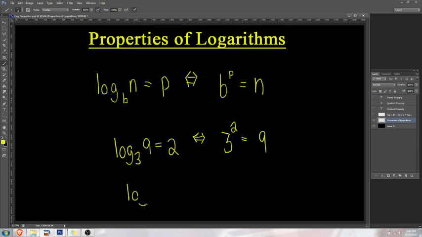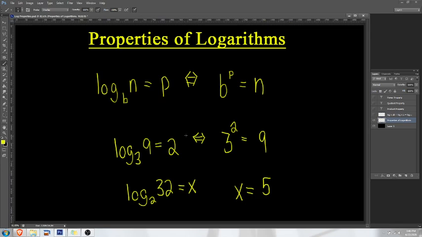If you've got log base 2 of 32 equals x, what this is asking you is what power do you have to raise the number 2 to in order to get 32? So 2 times itself, how many times is 32? Well, 2 times 2 is 4, times 2 is 8, times 2 is 16, times 2 is 32. So in this situation, x would be equal to 5. That's essentially what we're talking about here.